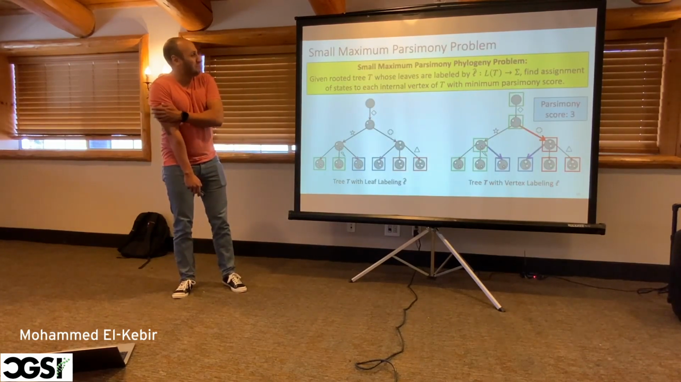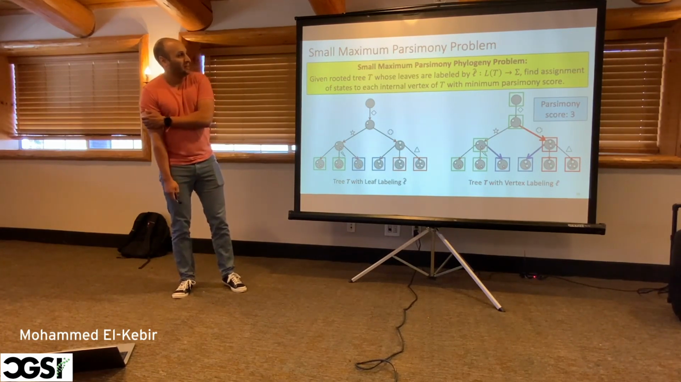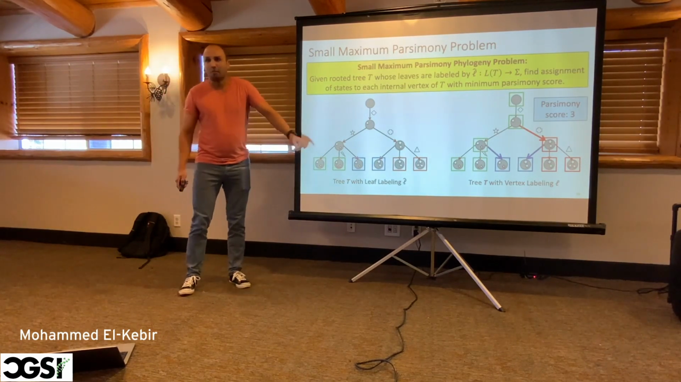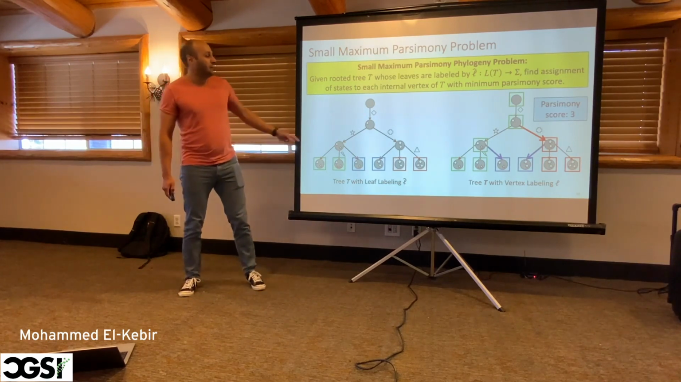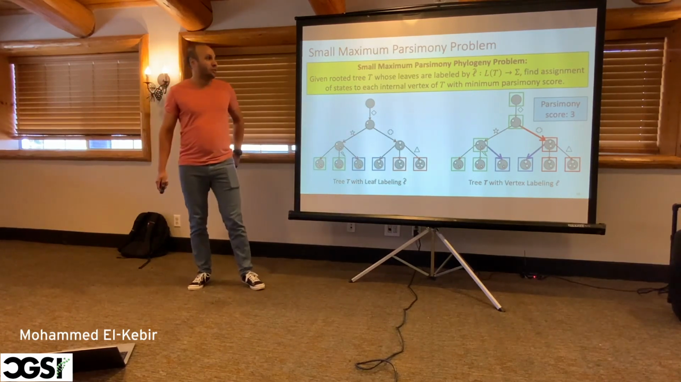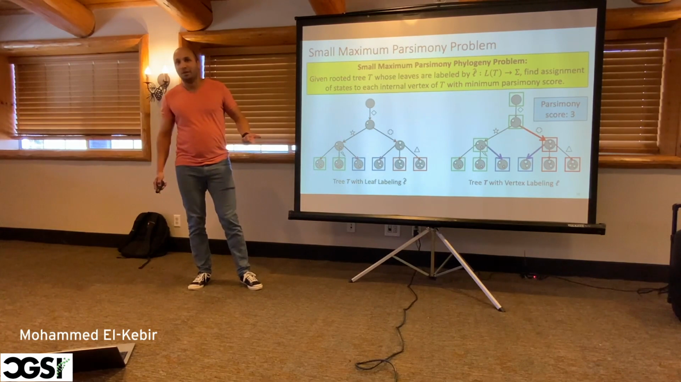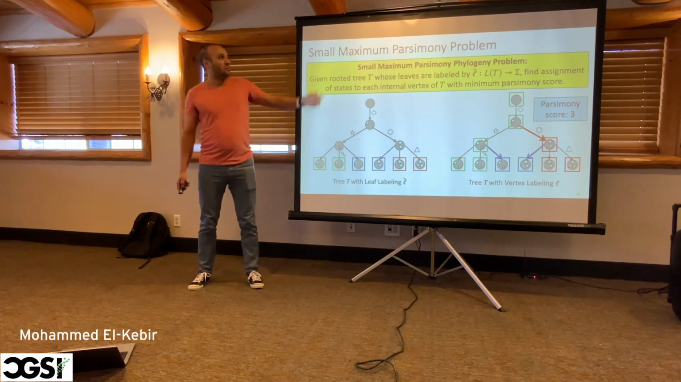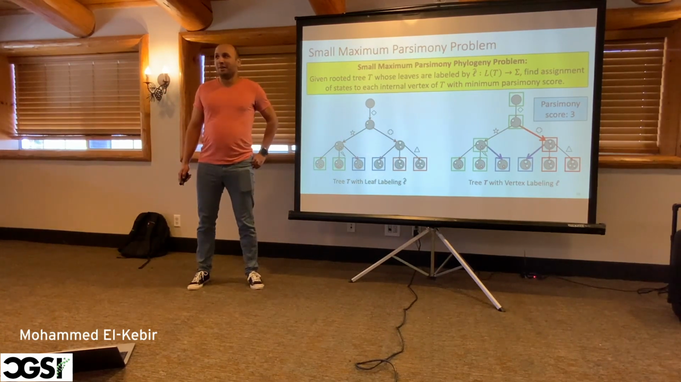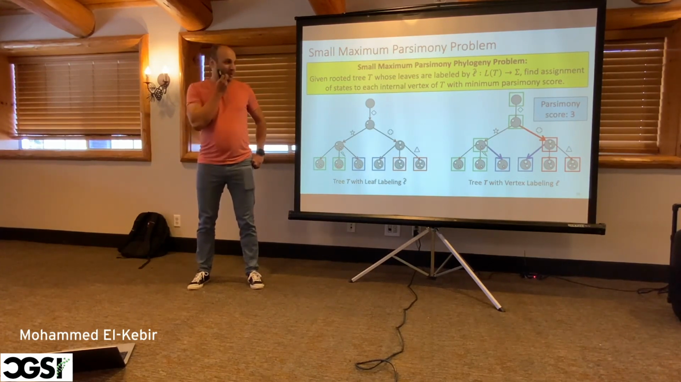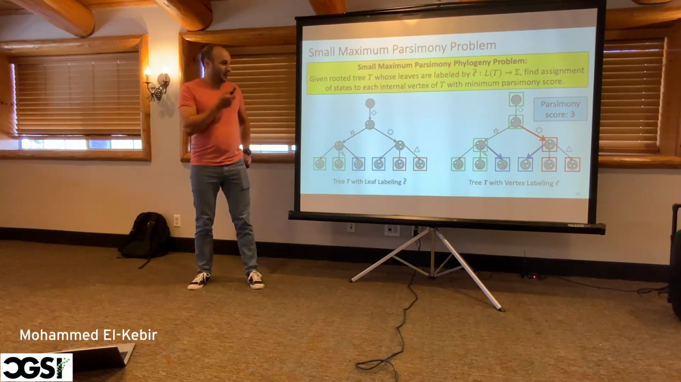So here's a problem statement. We're given a rooted tree, and only the leaves are labeled by locations, and we want to find an assignment of states to each internal vertex with minimum parsimony score. Right? So this is the small maximum parsimony phylogeny problem. And it's an easy problem. When I say easy, it means you can solve it in polynomial time. You can do that with dynamic programming. This is something that's typically covered in an introduction to bioinformatics class.